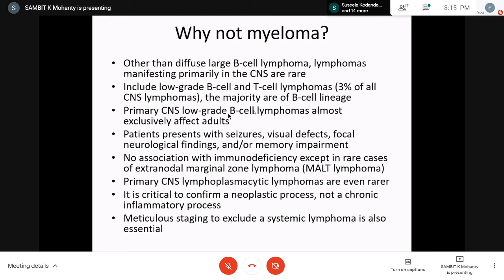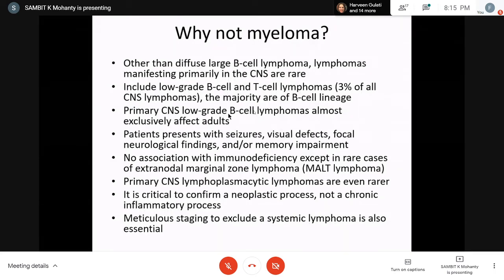Other than diffuse large B-cell lymphoma, lymphomas manifesting primarily in the CNS include low-grade B-cell and T-cell lymphomas. Primary CNS low-grade B-cell lymphomas almost exclusively affect adults. They present with seizure, visual defect, focal neurological deficit, and memory impairment. There is no association with immunodeficiency except in rare cases of extranodal marginal zone lymphoma, or MALT lymphoma. Primary CNS lymphoplasmacytic lymphomas are even rarer.